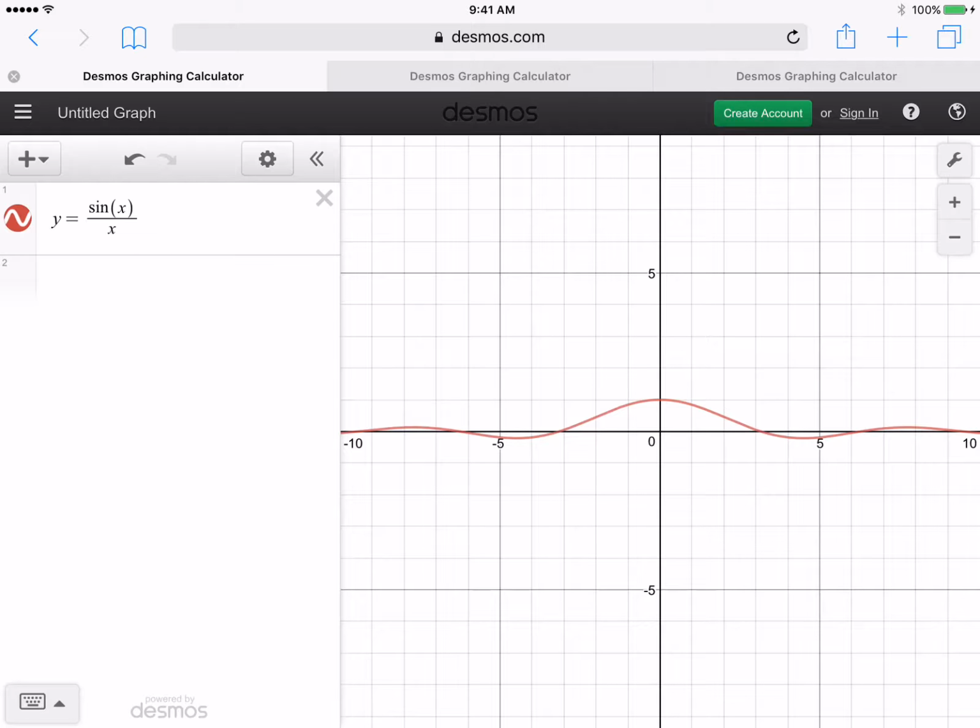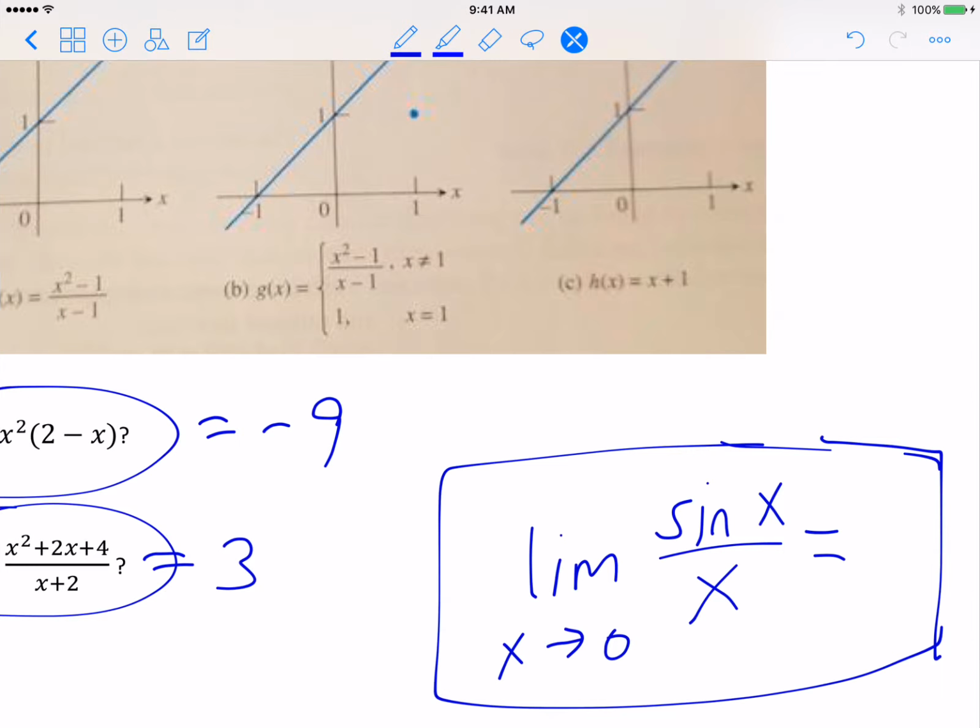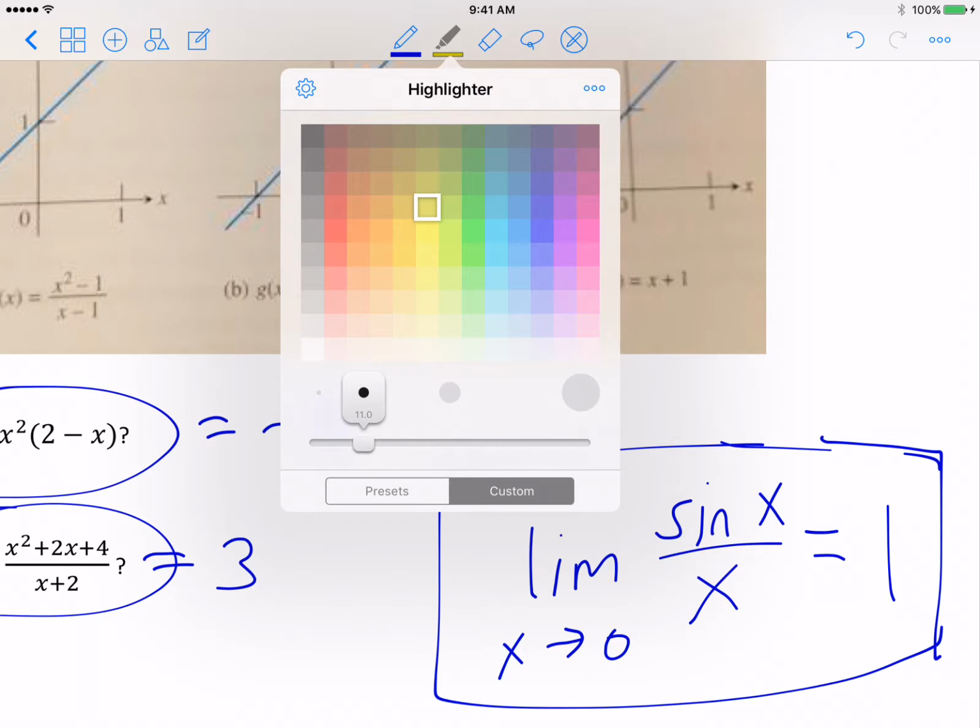Limit of sine of x over x as x gets close to 0 from either side. From the left side, it's getting closer and closer to 1. From the right side, as you decrease the x value to be close to 0, your y value becomes closer and closer to 1. So the limit of sine of x over x as x gets close to 0 appears to be 1. This is something I want you to try to memorize for now.